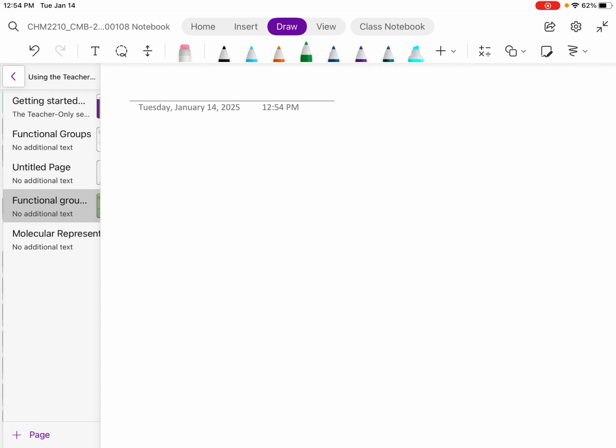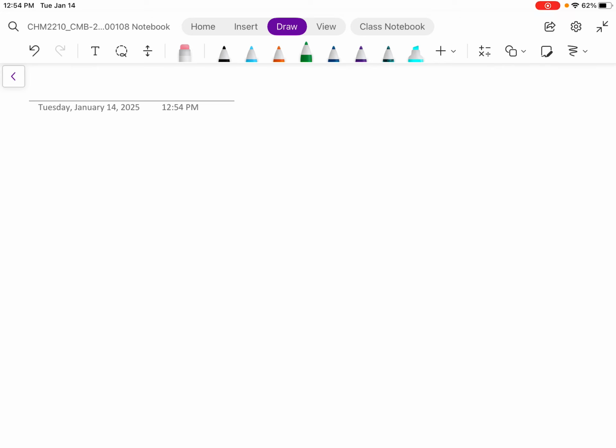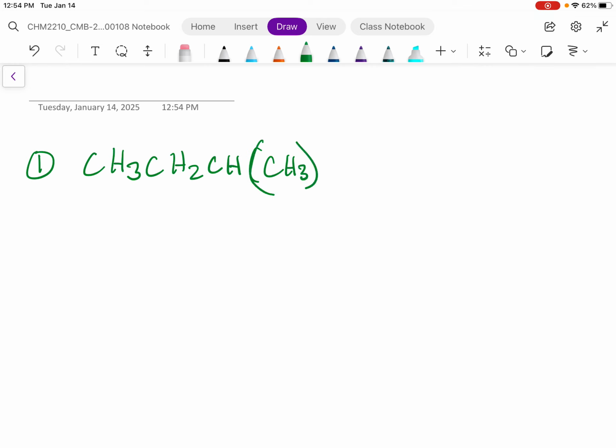Okay, so let's add some others here. Draw the skeletal structure for this condensed formula. So I'm going to give you two problems where I'm giving you a condensed formula. Take that condensed formula, draw the skeletal structure. There's two of them actually. And then for the second problem, do the same thing. I want a skeletal structure.